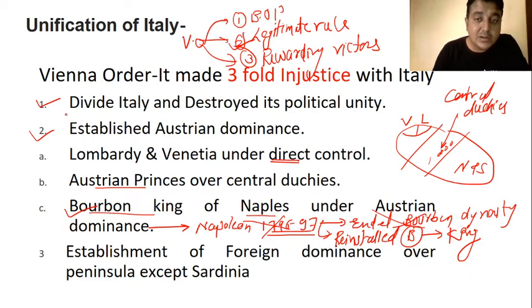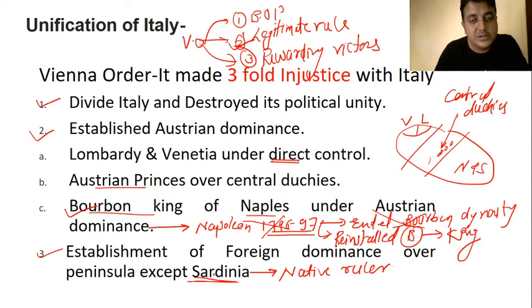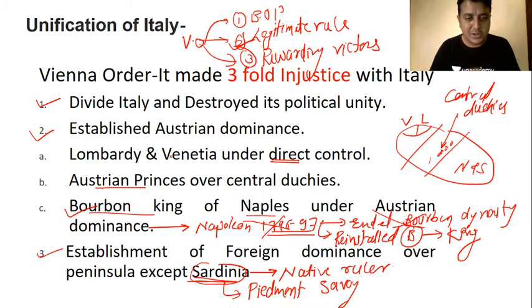So basically, Austrian influence was established over the peninsula, and the third point, foreign dominance over the peninsula. Except the Kingdom of Sardinia, all were foreigners. Sardinia has a native ruler. Yes, Austria was a foreigner, France was a foreigner, the central duchies' rulers were foreigners, except Sardinia. This Sardinia is known by different names, the Kingdom of Piedmont and Sardinia, or Kingdom of Savoy and Sardinia. Clear? It is the same. Clear?